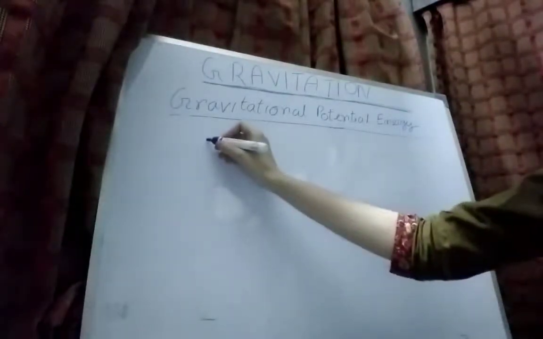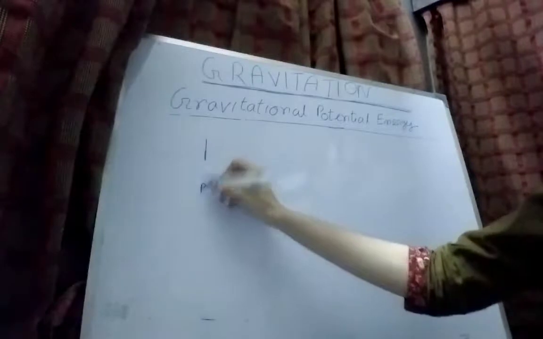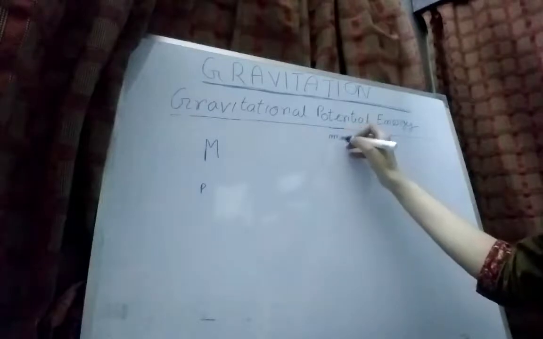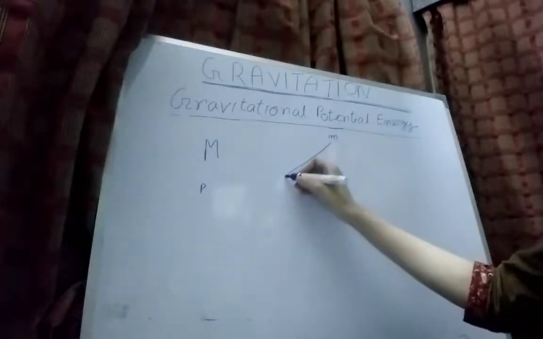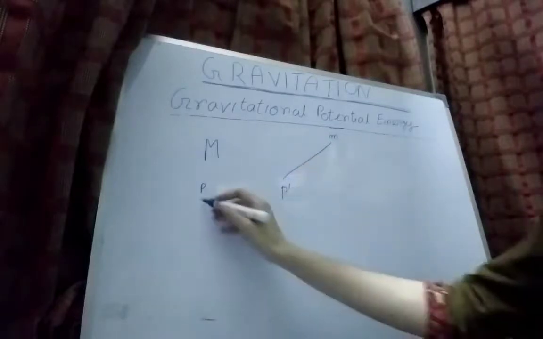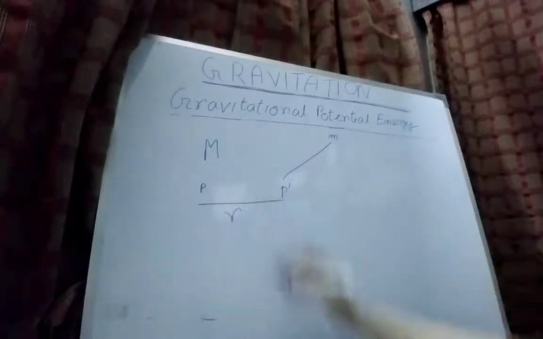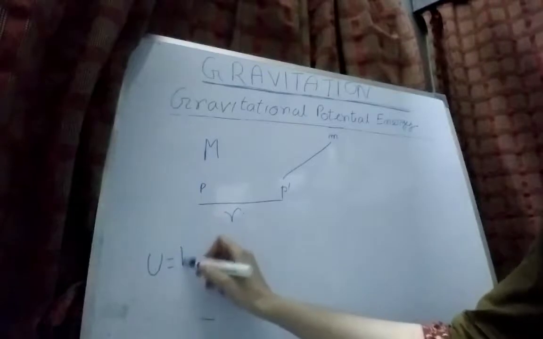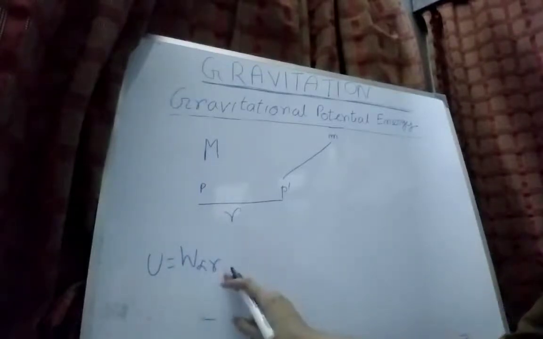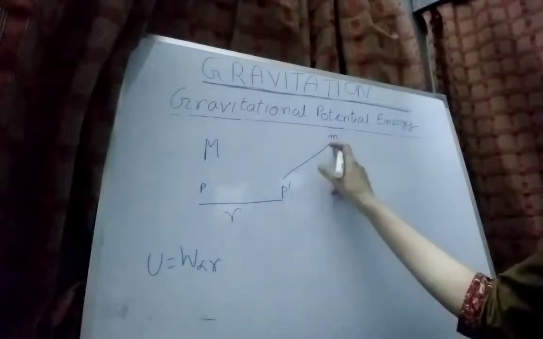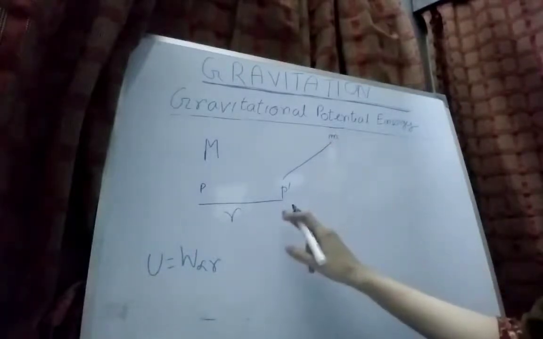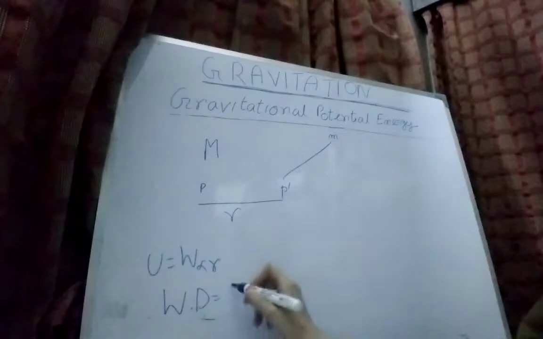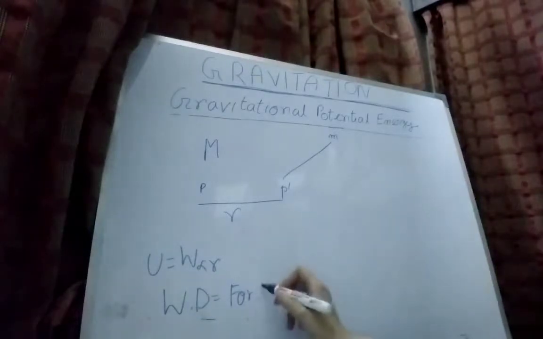Now, suppose at a point P there is an object of mass M, and at infinity there is another object of mass small m, and we are bringing this object from infinity to a point P dash, and the distance between P and P dash is r. So the gravitational potential energy U is the work done by the gravitational force on the particle as it moves from infinity to r. Now we know that work done equals force into displacement.